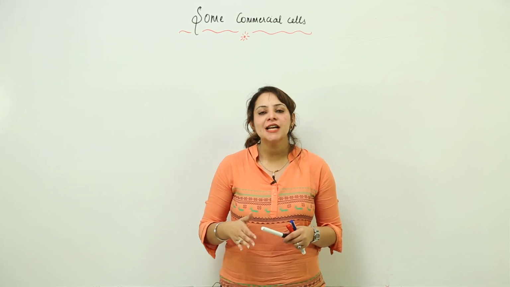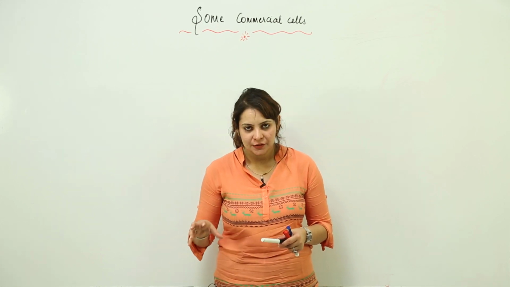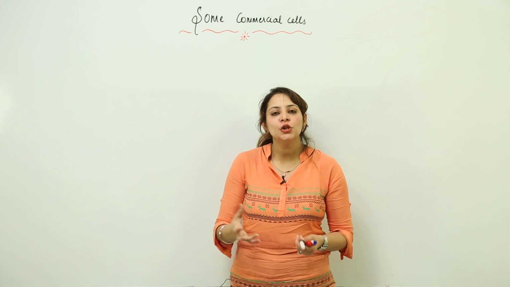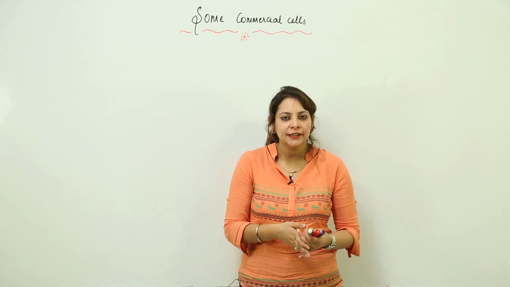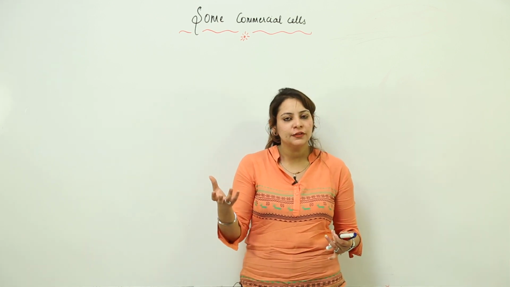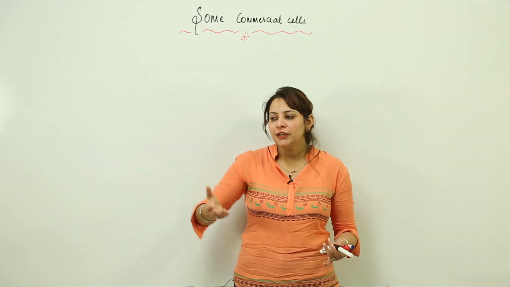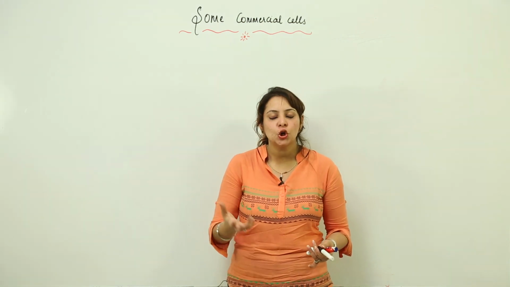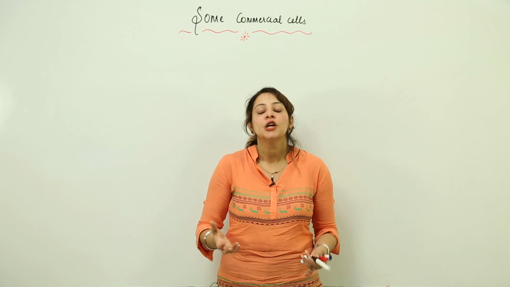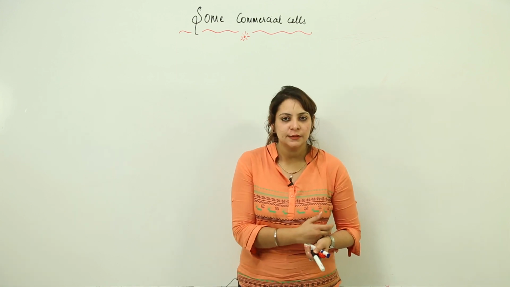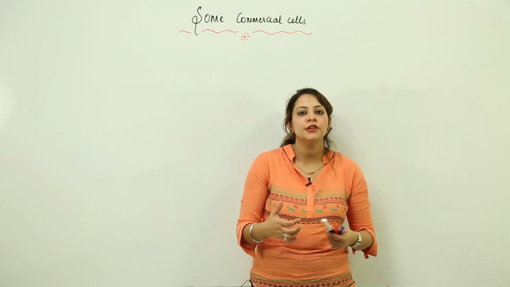Now we are going to start with some commercial cells. You know that we use cell batteries in a circuit. They are actually used in many things like torches, watches, and calculators. So we are now going to start with some basic cells which we often use.